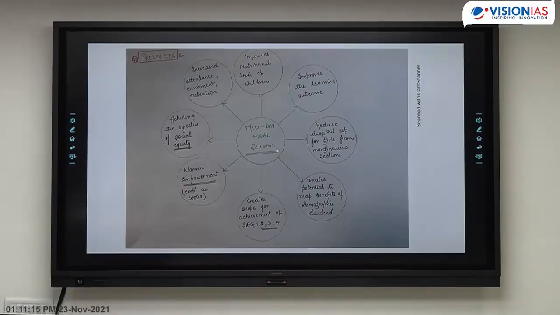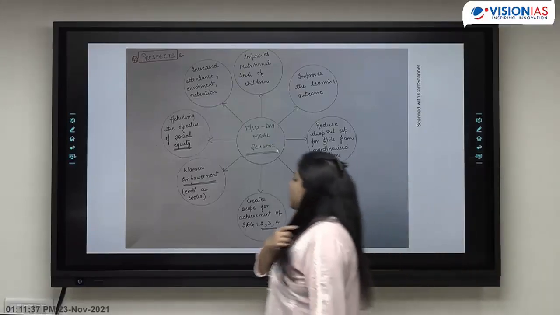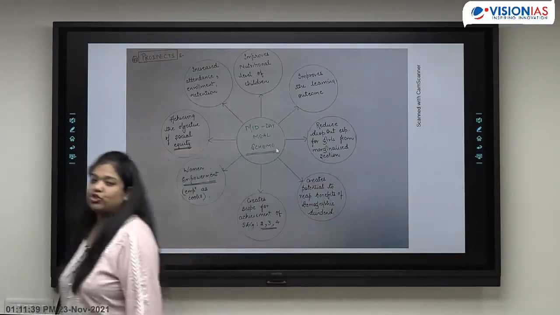So whether they are educated, whether they are nourished or not. It also creates the scope for achievement of Sustainable Development Goal number 2, that is related to hunger and nutrition. Then 3, that is health. 4, that is education. It will also create opportunities for women empowerment, because most of the women are employed in the capacity of cook. And it will also enable us to achieve the objective of social equity.